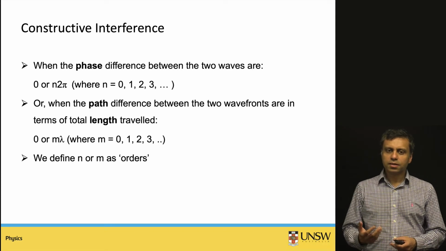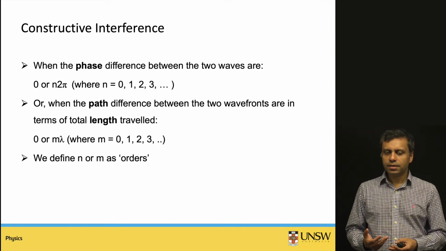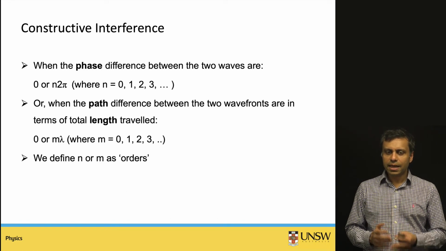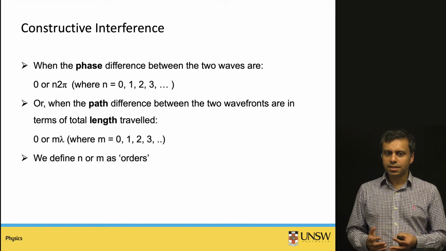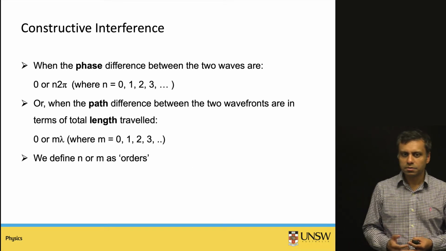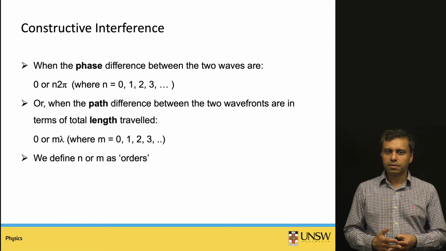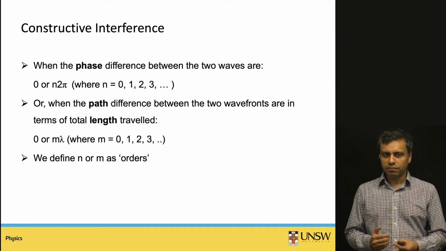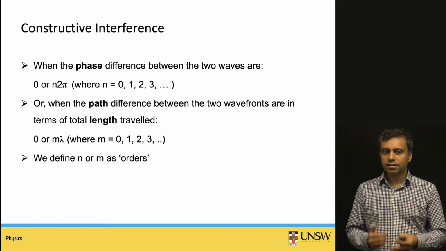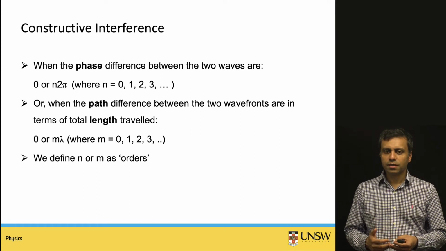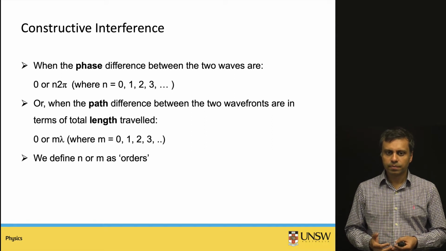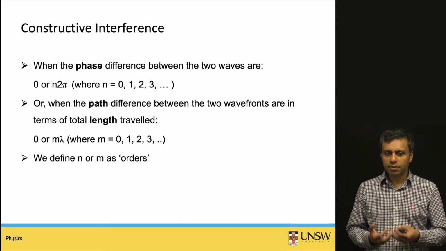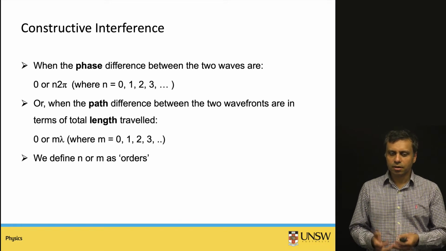You can also think of this interference in terms of path difference. So if two waves differ by m lambda, m is an integer that starts from 0 and goes to positive values, 0, 1, 2, 3 for example, lambda being the wavelength, then the waves also interfere constructively. n and m are called orders basically here. So m equals 2 means second order.